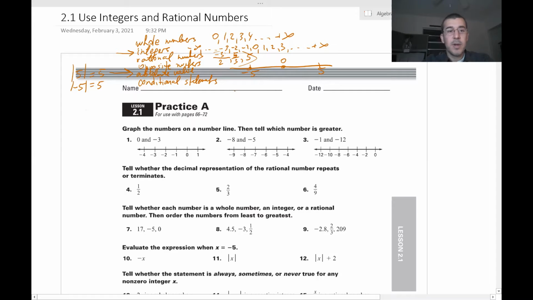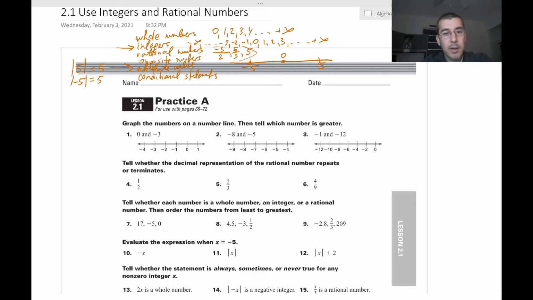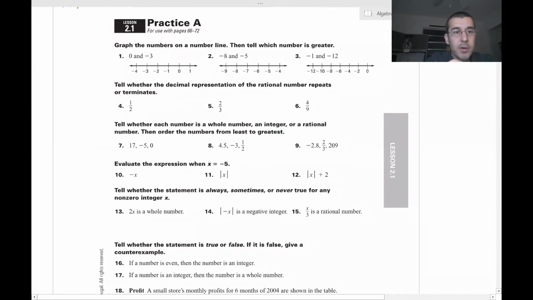All right, so let's start with section 2.1. Number 1, graph the numbers on a number line. So we have 0 and -3. That's 0 right there and -3. Then tell which number is greater. On a number line, we have 0, and then 1, 2, 3 to the right, and the negative numbers to the left of 0. As you move to the right, the numbers increase. So which one is greater? 0 is greater. So we can say that 0 is greater than -3.